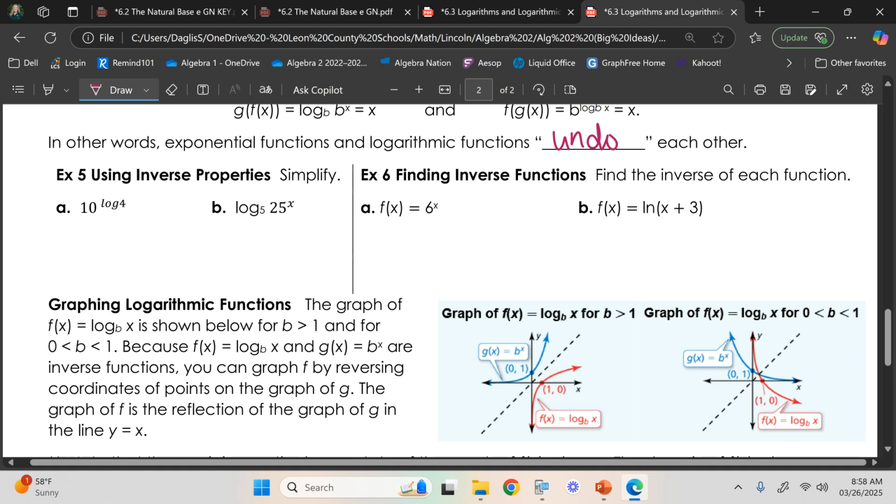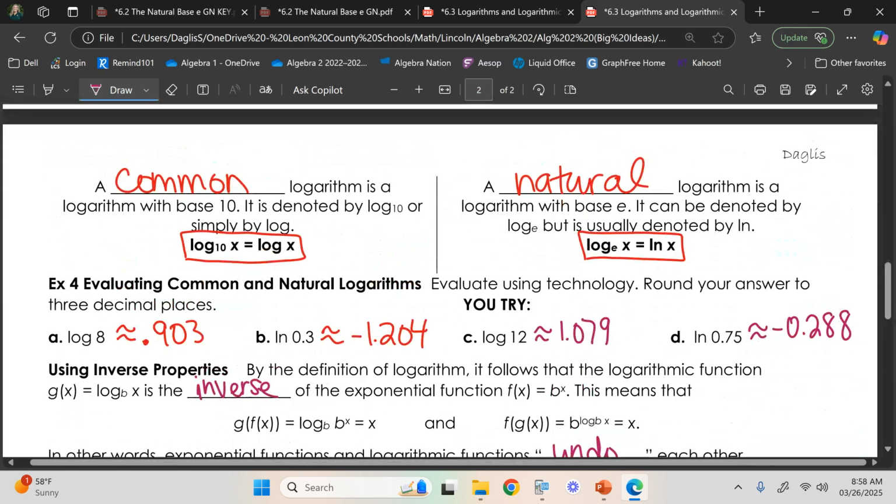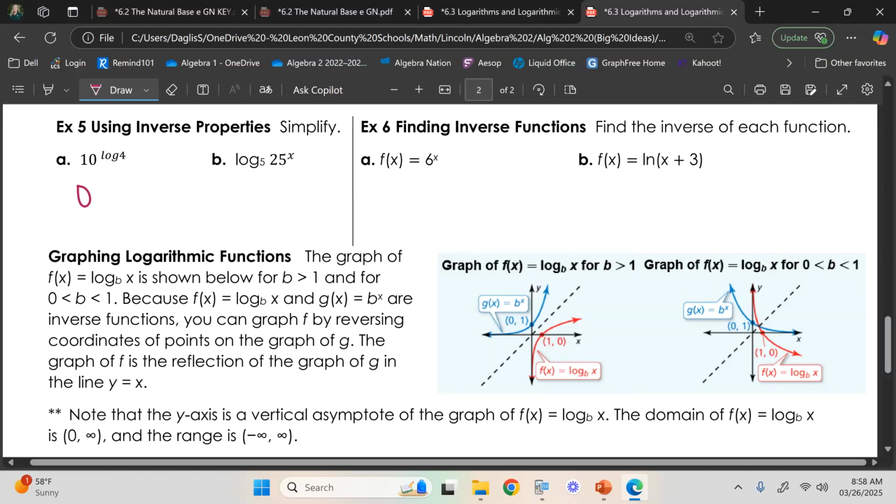Looking at this one, I have 10 raised to log 4. Well, I need to know what is the base of that log. But it's not there. It is 10. This is a common log. So this is technically 10 raised to log base 10 of 4. So see how I have 10 and log 10? Those can cancel. This is just 4. That's it. Sometimes it is very much straightforward in your face.